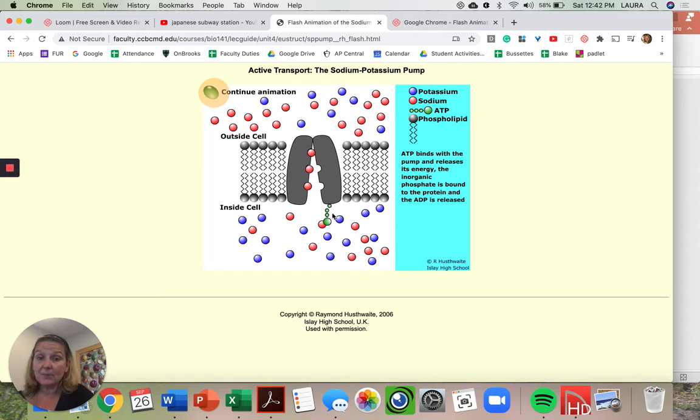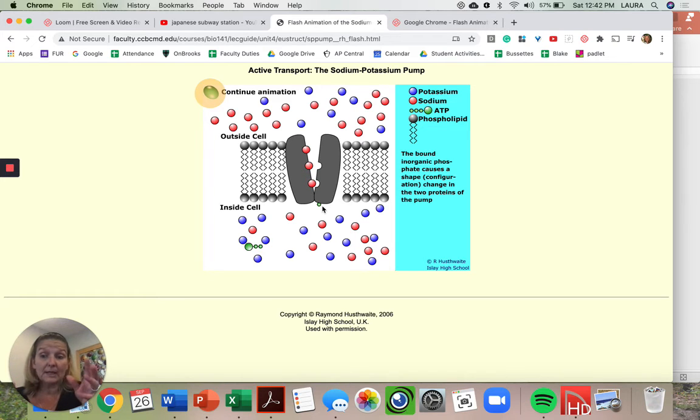The ATP is going to transfer one of those phosphates to the protein, to the pump. Watch what happens. When it does that, now see the little green dot is still there. It phosphorylated the protein. By phosphorylating it, it makes it change shape. And so now it changed shape. It was like this, and now it went like this. And now these sodiums can leave because the protein is a different shape.